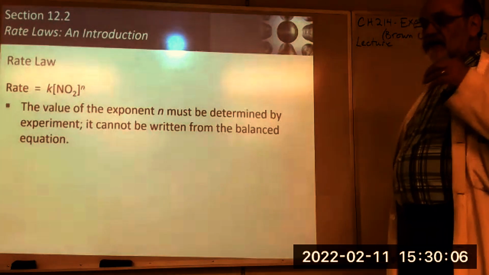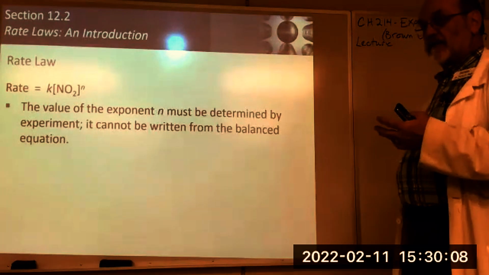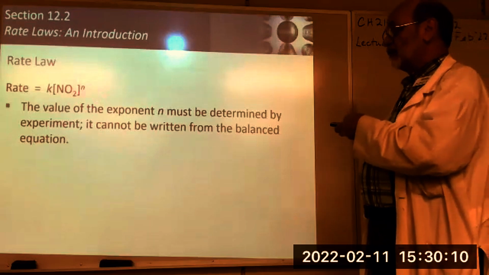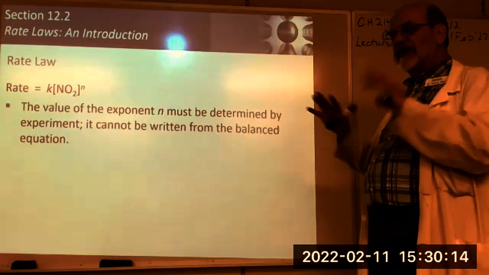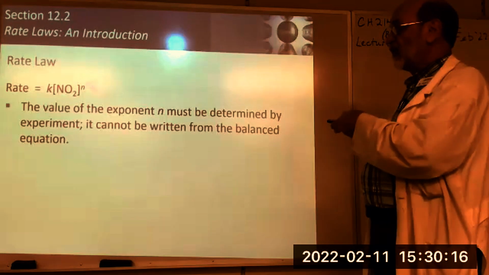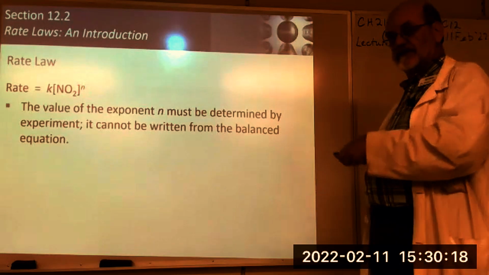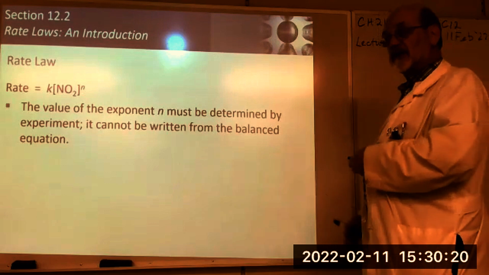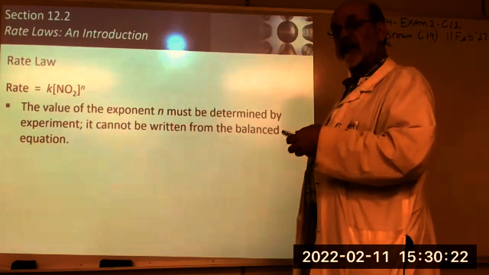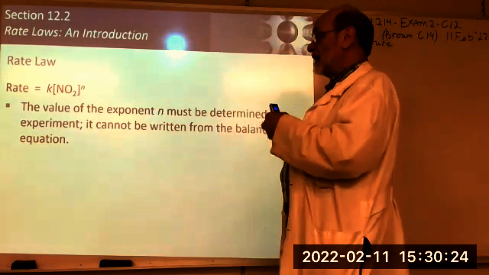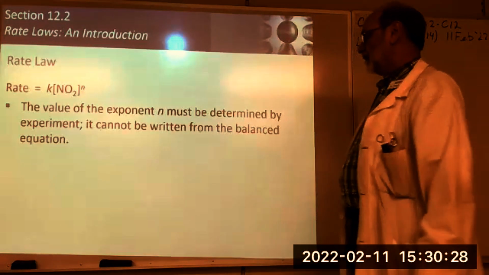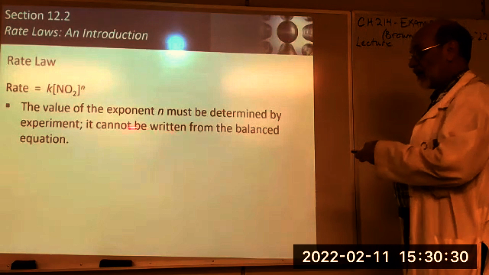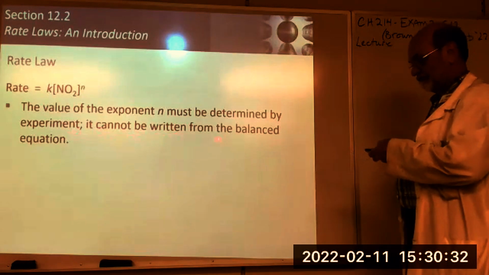Another important factor is that this order cannot be determined from the balanced equation. It's completely independent. This has to be empirically determined. You got to run the experiment. You may have to run it several times at different concentrations and then figure out what that n is. You cannot write it from the balanced equation.